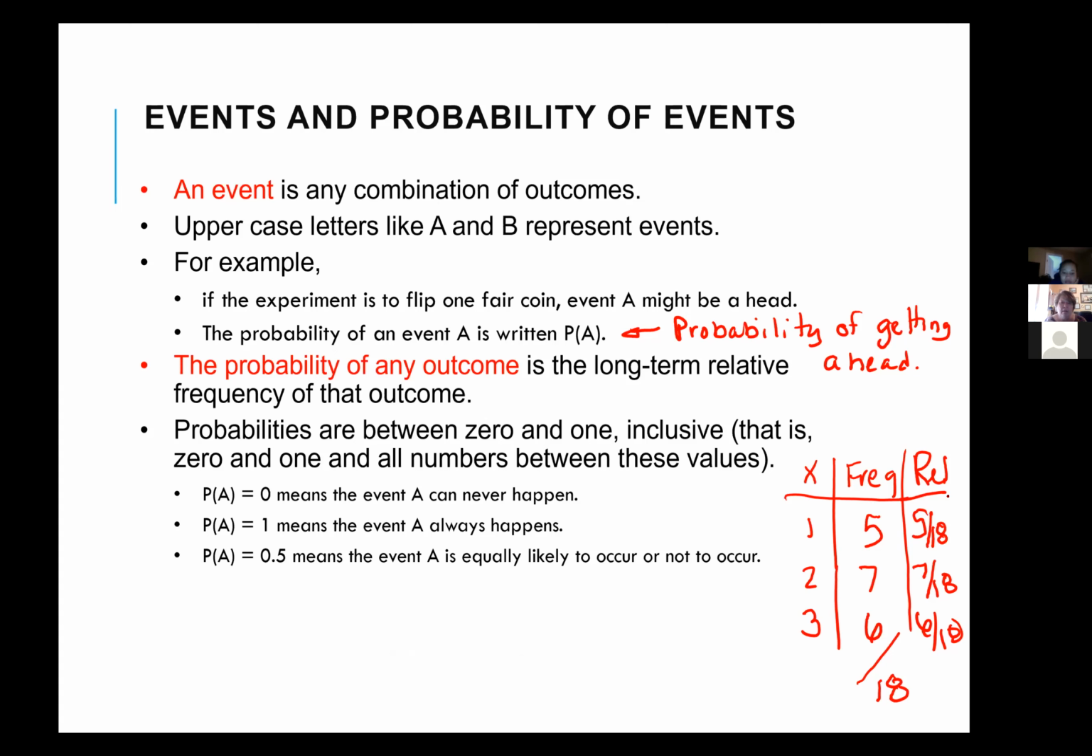the probability of A being 0 means that that event cannot happen. So if you get a probability of 0, that means there's no possible way that event can happen. The probability of 1 means that you're certain it's going to happen. That's certainty, it always happens. And a probability of a half means that the event occurring or not occurring is equally likely. So the probability of A being a half means that it's equally likely to occur as to not occur.